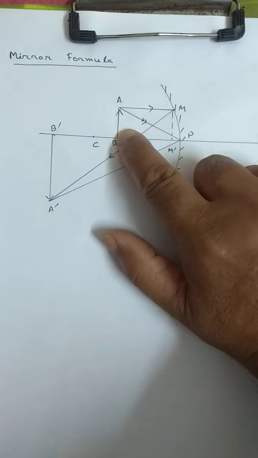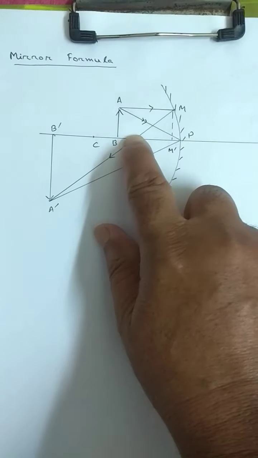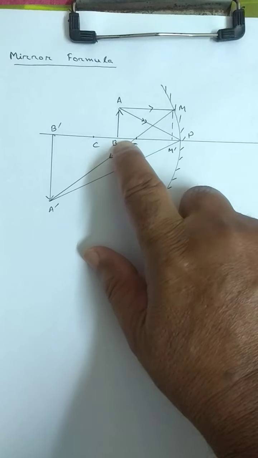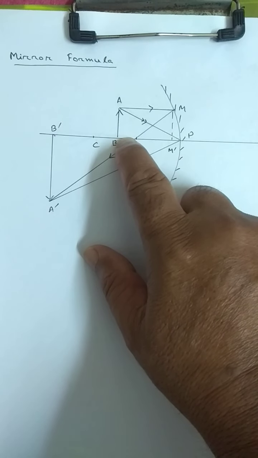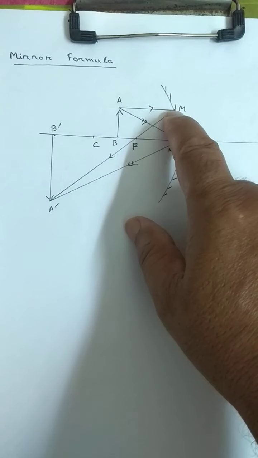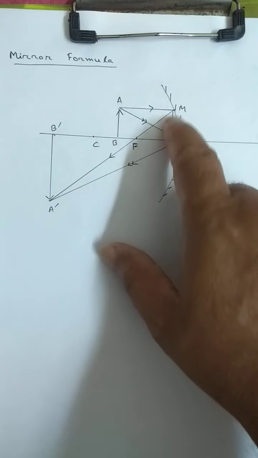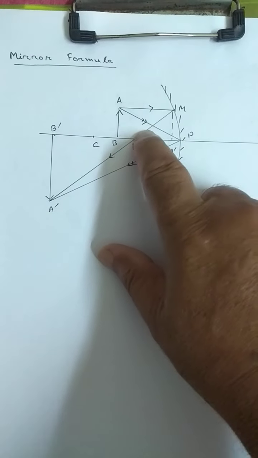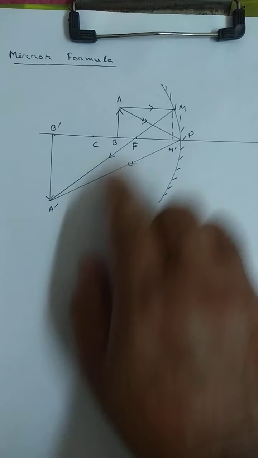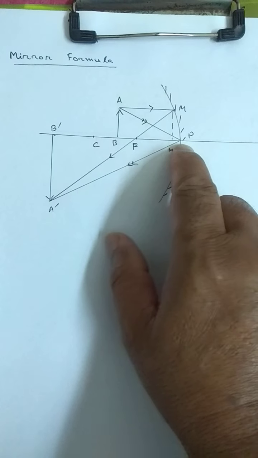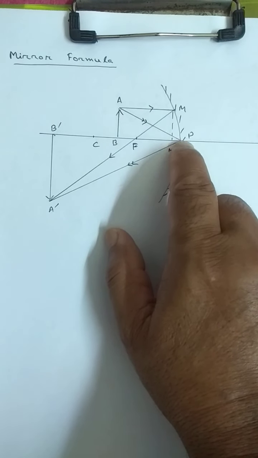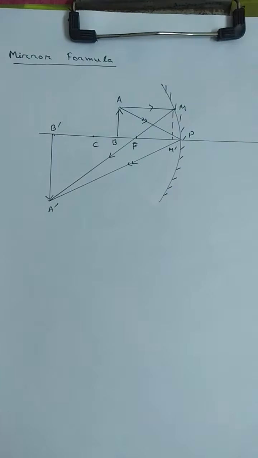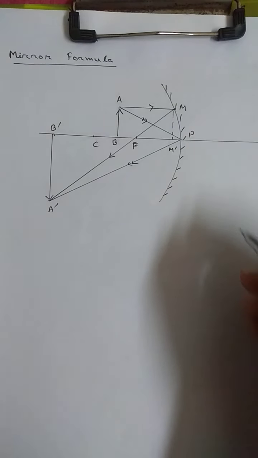My object is AB, which is perpendicular to the principal axis. This is called an extended object. The first ray I consider is AM. It is parallel to the principal axis, and after reflection from the concave mirror passes through the focus along the direction MFA'. The second ray approaches towards the pole and then gets reflected along the direction PA', following the laws of reflection.